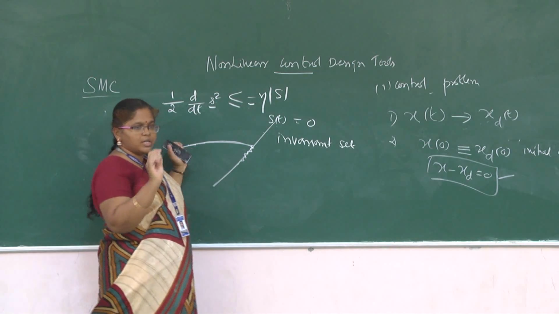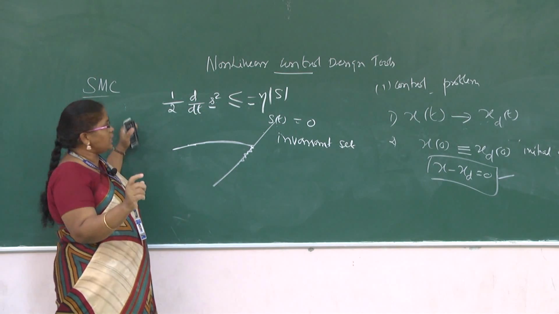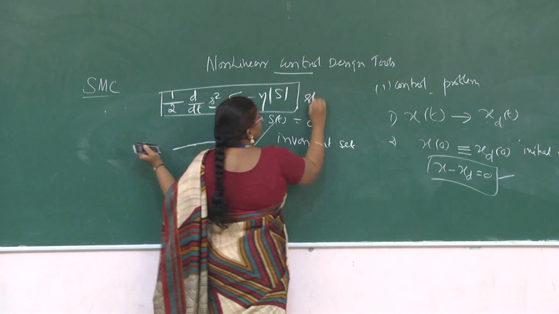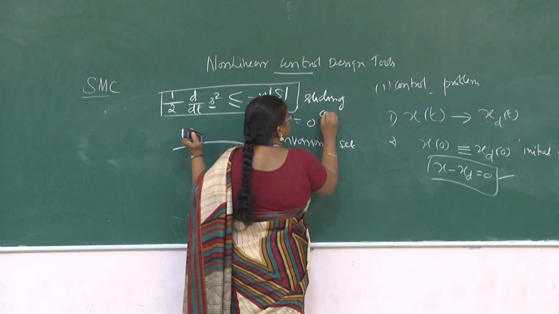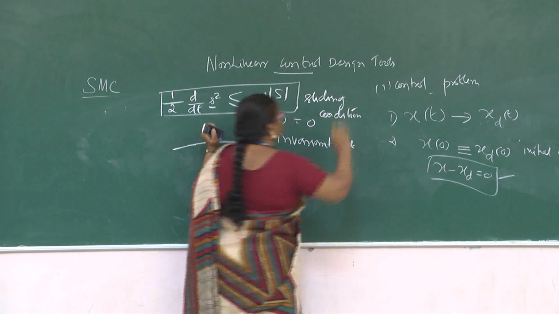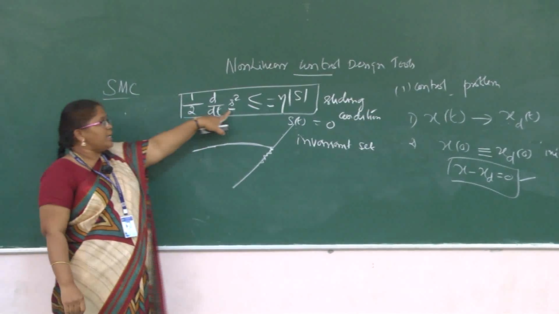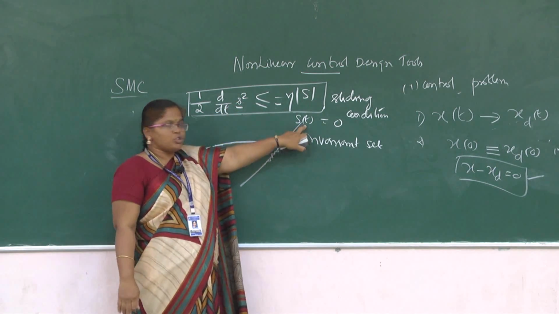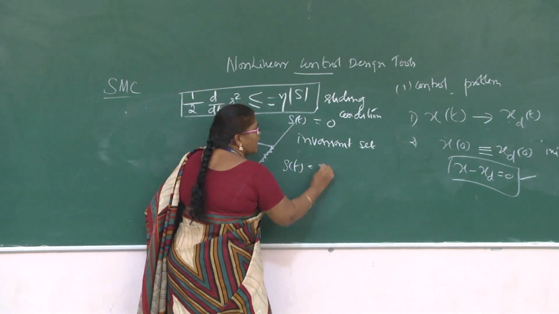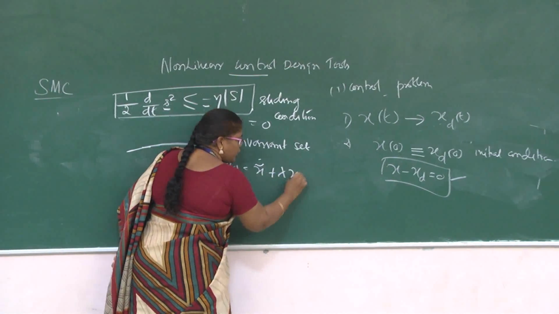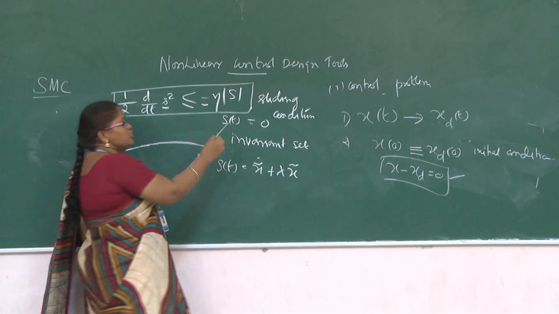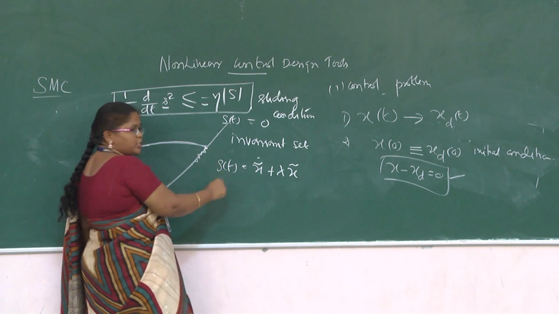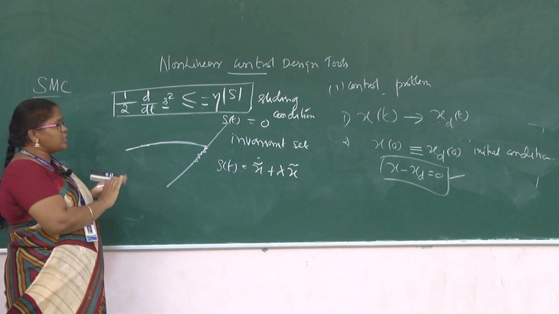So hereafter I can define the sliding surface. Any function which satisfies this condition is called the sliding condition, and any function which satisfies the sliding condition is called a sliding surface. Now s of t is equivalent to x dot plus lambda into x. So this is our s of t. Since this function satisfies this sliding condition, I can call this s of t a sliding surface. So now we have designed the sliding surface.